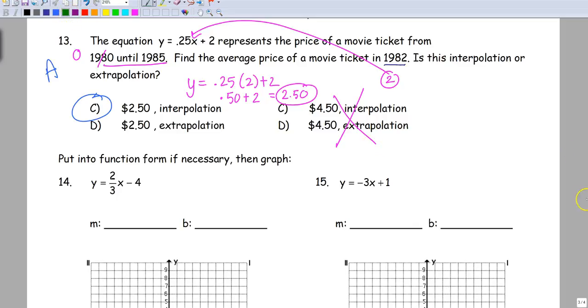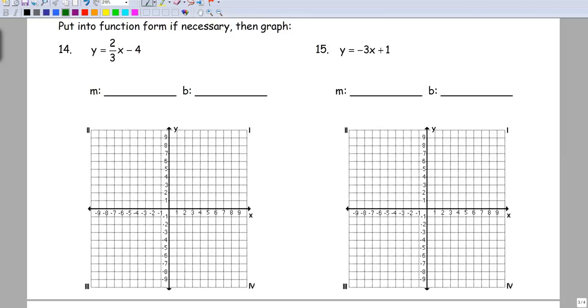All right, so now hopefully everyone is joining us. We are going to fill in the rest of these graphs together and then talk about a couple explanation problems on the back.